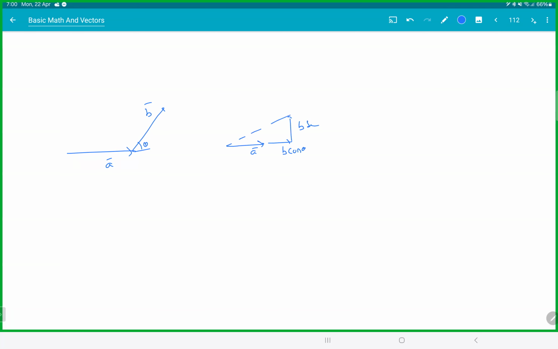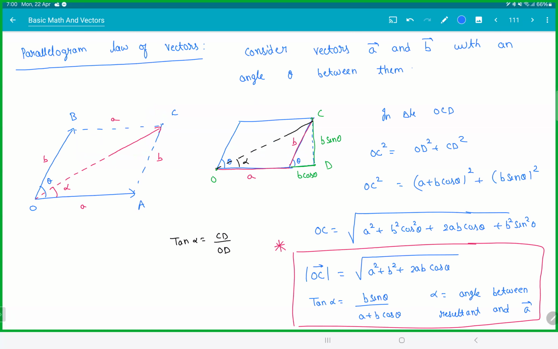Doesn't it become a right angle now? So what you are doing is indirectly the vector resultant. So this C bar is nothing but A plus B cos theta I cap plus B sin theta J cap. You get the magnitude. So this is what we call the parallelogram law. But indirectly, it is nothing but the resolution of vectors.